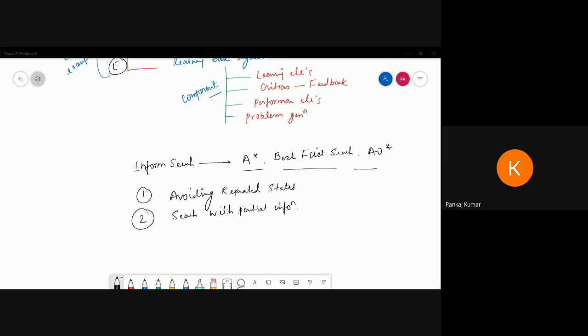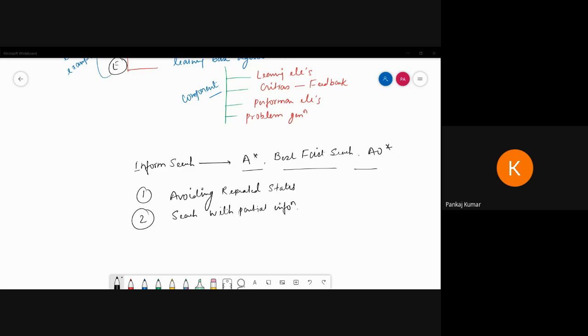If time allows, then we can go for the constraint satisfaction problem, CSP, and how we can discuss it. CSP is a huge chapter. So these things we are going to discuss in the next class, like avoiding repeated states.